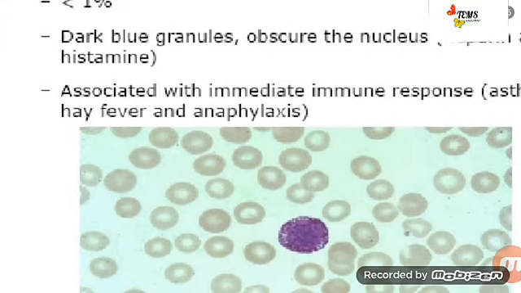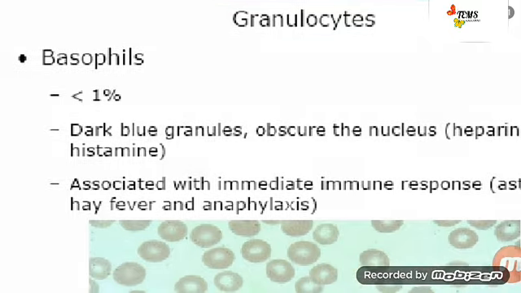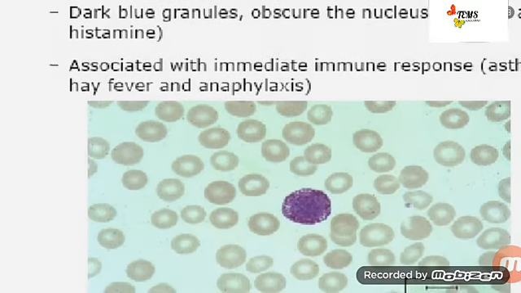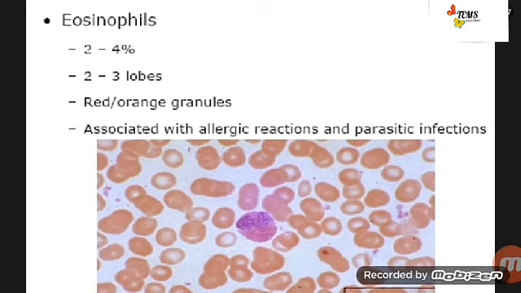Here you can see the basophil. Eosinophils are 2 to 4%. They have 2 to 3 lobes and red-orange granules, and are associated with allergic reactions and parasitic infections.